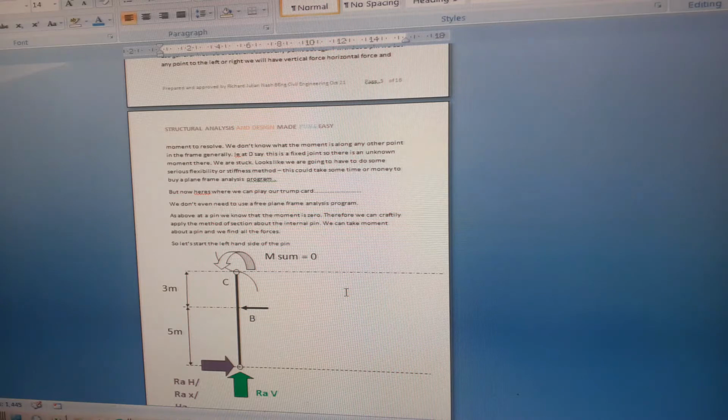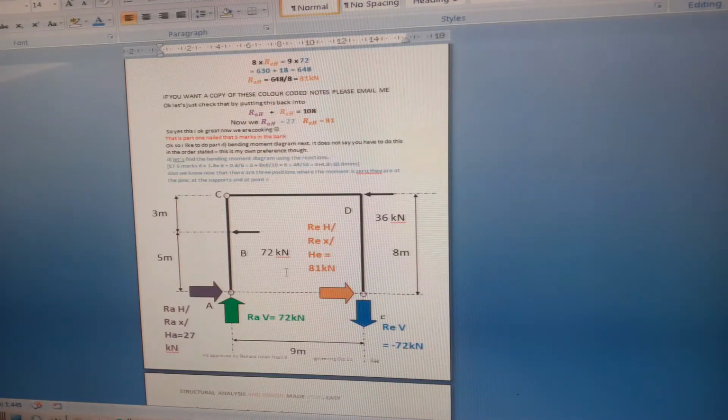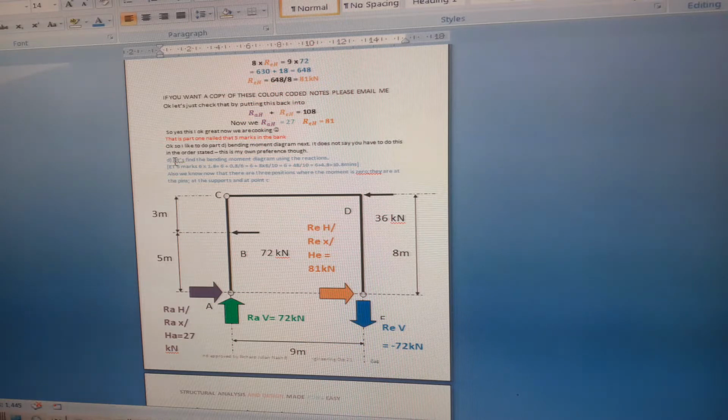So let's get on with the next bit. The question part A was to find the reactions. We found them. HA was 27 to the right. HE is 81 to the right, RAV is 72 up, REV is 72 down. So we found them in part 1.